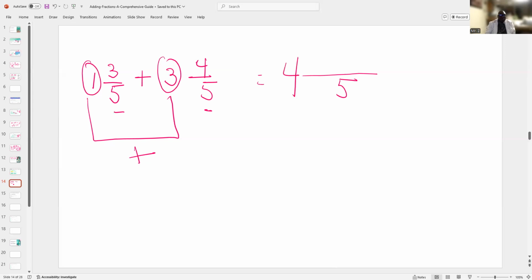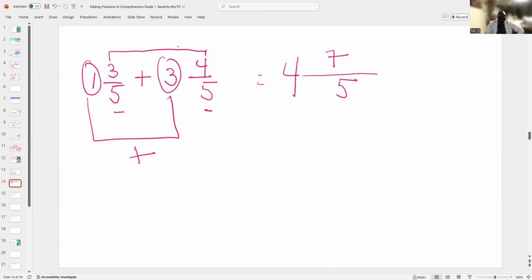Then after you do that, you can add the top numbers, the numerators, together. 3 plus 4 gives you 7. This is what we call a math fact. But we can do it with a general rule as well. It means what? We can make them improper fractions, then add them.